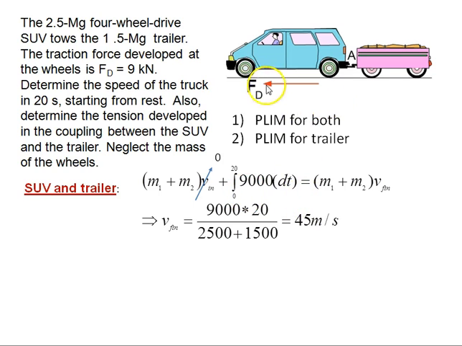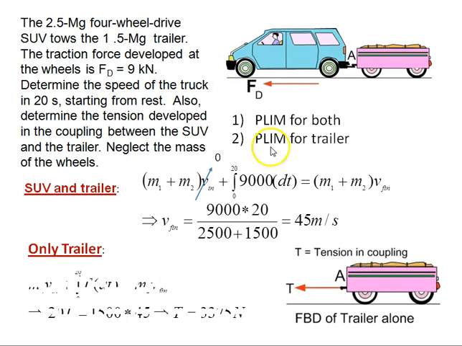There is only one force acting in here. The tension in the coupling here gets cancelled because these two are coupled together. Internal forces do not appear in the equations of equilibrium. This impulse momentum is also one equation of equilibrium. So 9000 multiplied by dt, that is 9000 into 20, is equal to (m1 plus m2) into v final. Thus we find the final velocity of SUV plus trailer to be 45 meters per second.